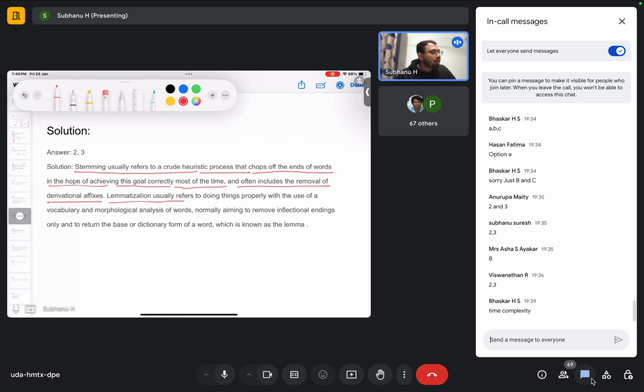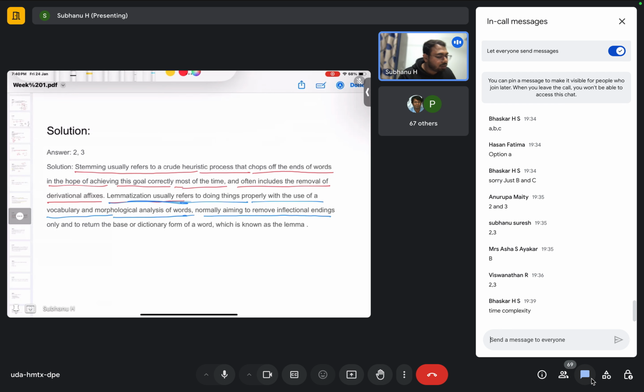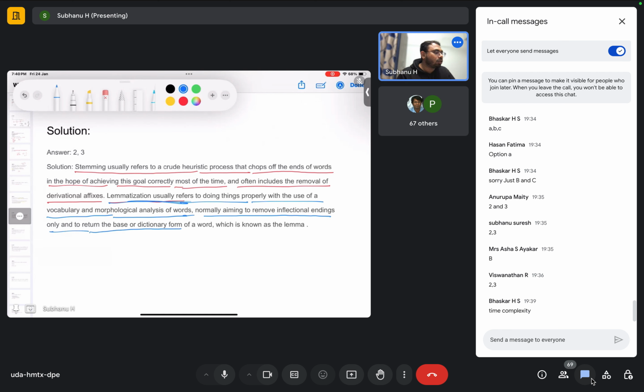Lemmatization usually refers to doing things properly with the use of a vocabulary and morphological analysis of a word, normally aiming to remove the inflectional endings only and to return the base or dictionary form of a word, which is known as the lemma. Lemmatization basically matches the word we want to evaluate against all of the dictionary words, and it takes time. That's why lemmatization is slow.